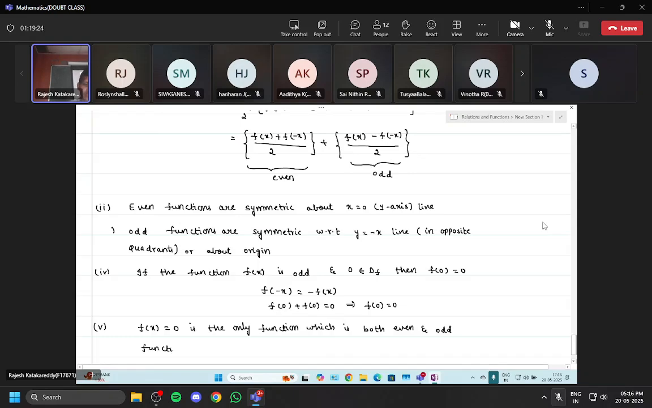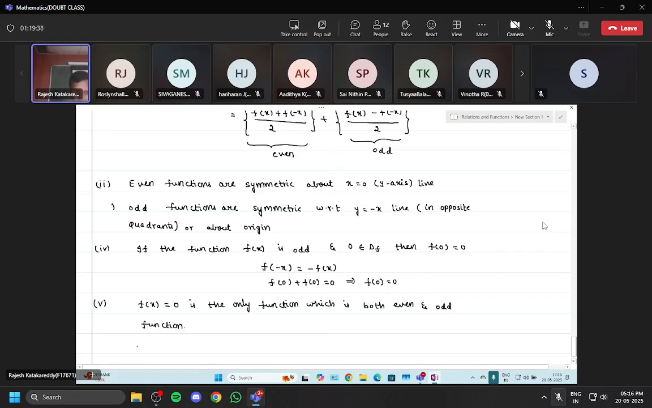Now I have a doubt. Can even functions be 1-1 functions? Yes, sir. Justify your answer, why yes. Think again. If f of x is even, then f of x is a many-one function. It cannot be a 1-1 function.